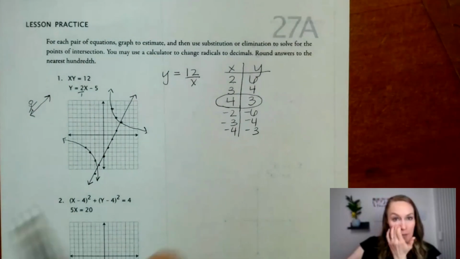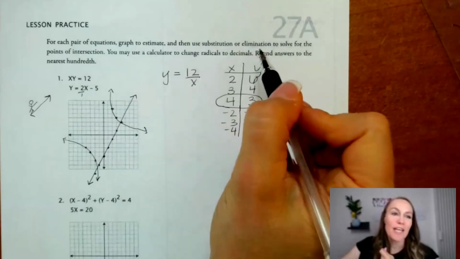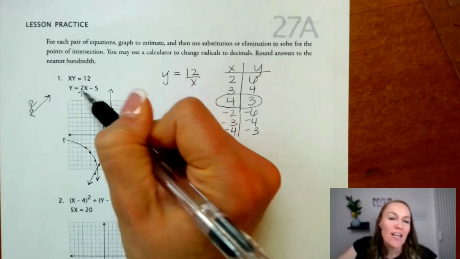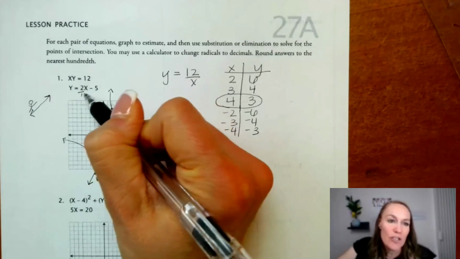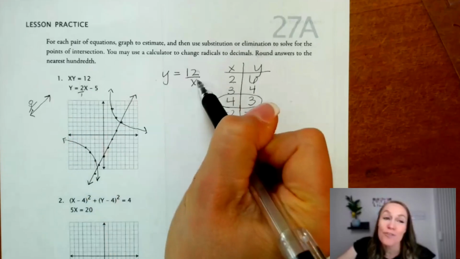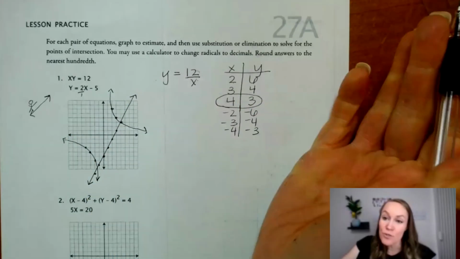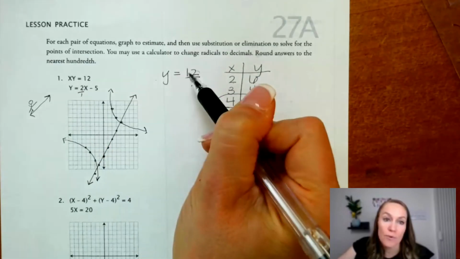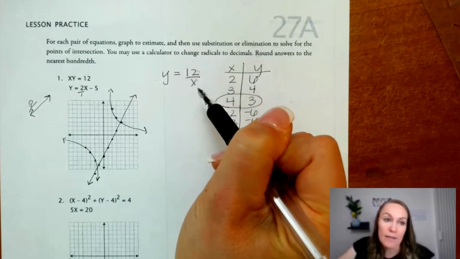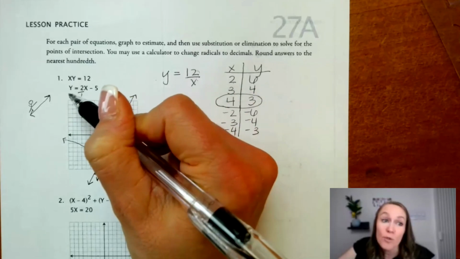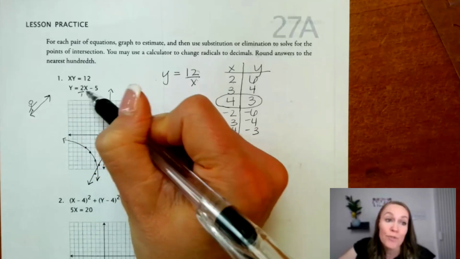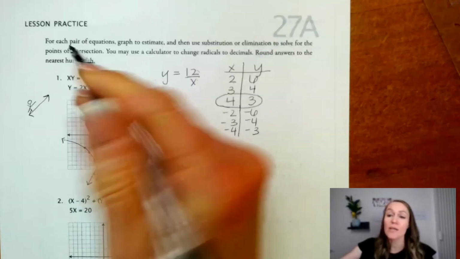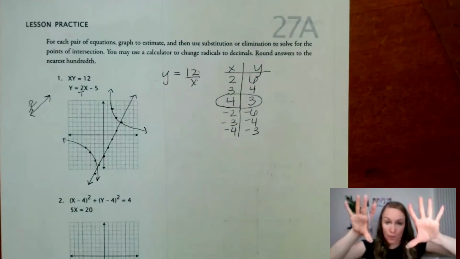So we have to do some kind of substitution or elimination. What I see here is I see y equals for this equation, and I have a y equals for this equation, and I'm just going to set those two equations equal to each other. So I'm going to take 2x minus 5 and set it equal to 12 divided by x. And all I'm doing is I'm just substituting one y for the other. I have y equals 2x minus 5, and I have y equals 12 divided by x. So I'm just taking one y and setting it equal to the other y.